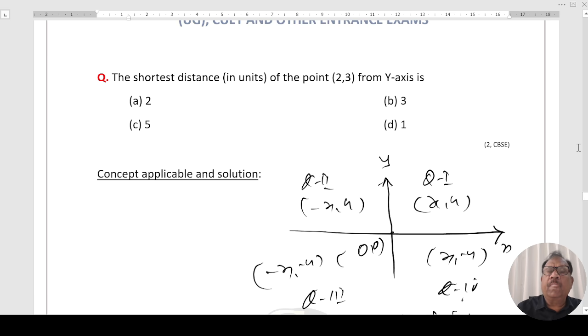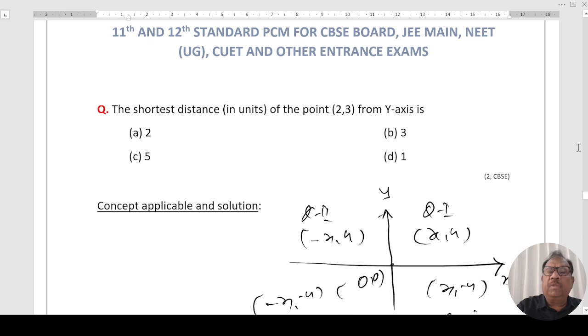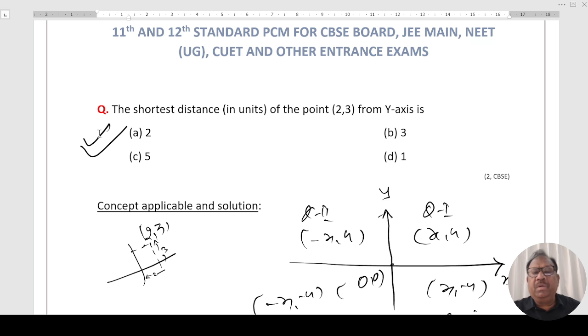So in this case, the point is (2, 3), in the first quadrant. The distance from the y-axis will be 2, so the answer is 2. Answer is A. Right? Next question.